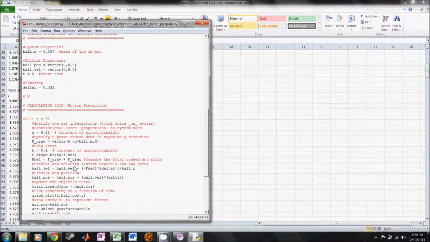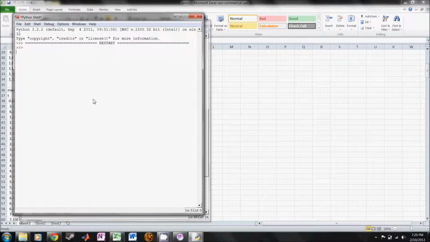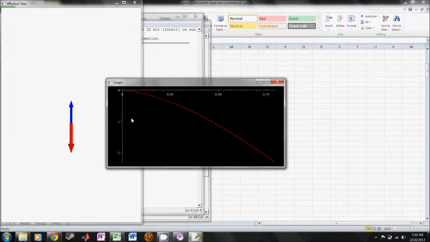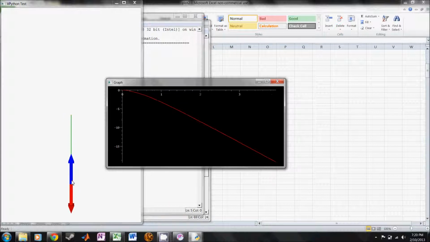accounted for viscous drag here by making the constant of proportionality equal to the velocity, making the net force equal to the gravity plus the drag right there, and then making the velocity change due to the net force. If we run this, we can see a slow buildup of drag until it evens out with the force of gravity and hits a nice terminal velocity right there.